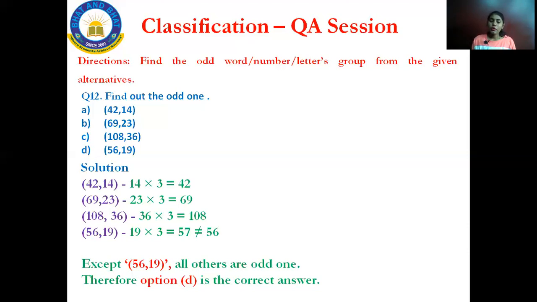So what is the correct option? Option D, 56 and 19, all others are multiples, but this one is the odd one. Therefore option D is the correct answer. Another reason is that all others are multiples of their table itself, but for 56 and 19, the given pair is not a multiple of 19. This is how you have to answer.